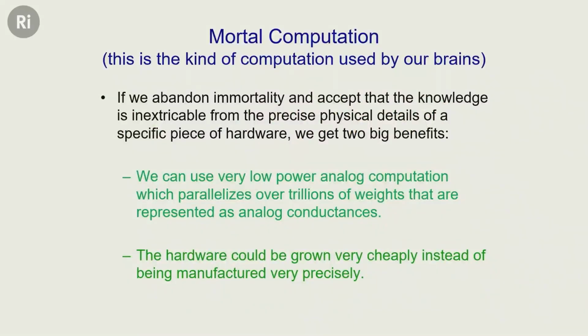So, if we do abandon that principle that the hardware should be separate from the software, we can make much more efficient things, and I call that mortal computation. We can use this very low power analog to do computations. That's what the brain does. These neurons in your brain are taking incoming signals from other neurons, multiplying them by weights, and adding it all up. The way they do that is they make the incoming signals be voltages, they make the weights be conductances, and that injects charge, a certain amount of charge per unit time.